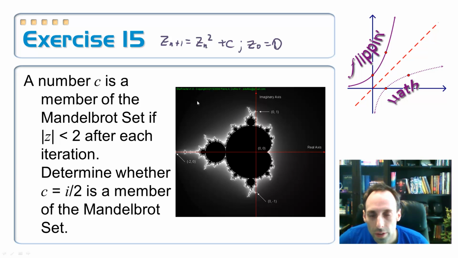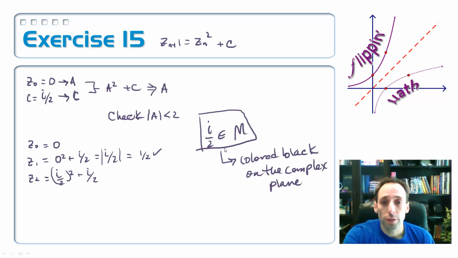Now technically this stuff outside here shouldn't be black. It should be probably white or some other color. I think whoever made this picture just wanted it to be very dramatic. Now, if I had done this and I get a number that's bigger than 2 at any point, then I would conclude that it was not in the set, and instead of coloring it black, I would color it some other color. Now, if you watch the Mandelbrot zoom, you see a whole bunch of different colors.